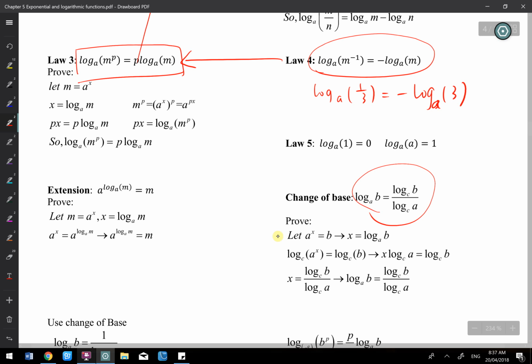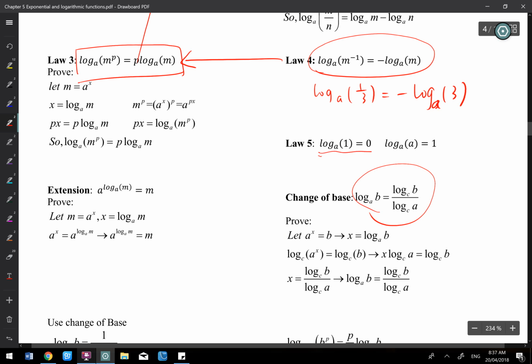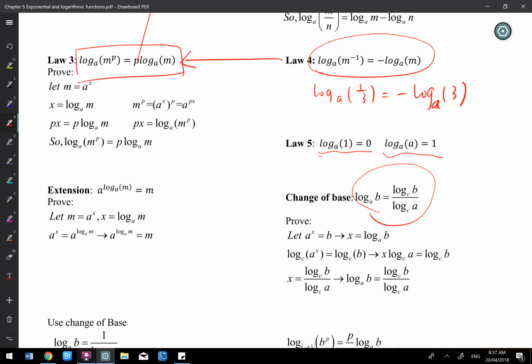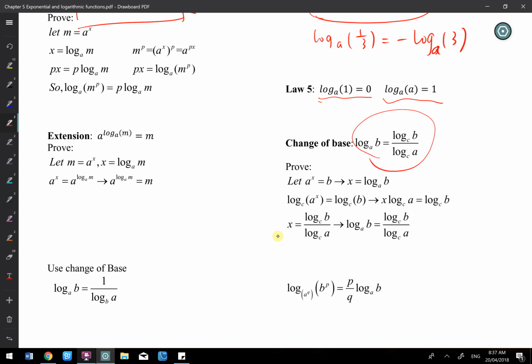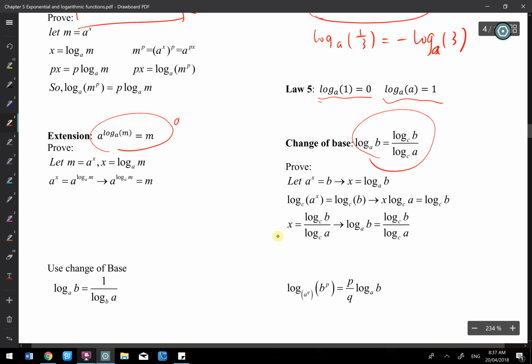And log of 1 in any base will be 0. Log of any base of itself will be 1. So these are two special evaluation points. A little bit of extension: this extension is for when we do differentiation of an exponential, but the base is not e.